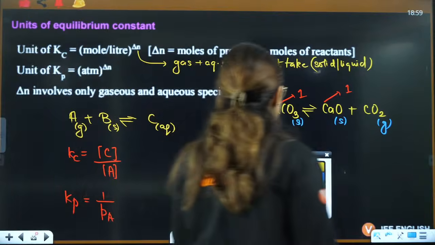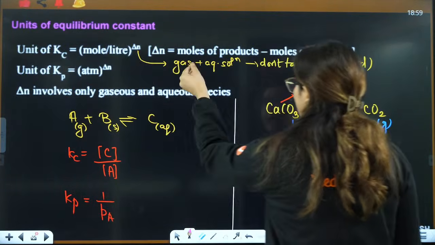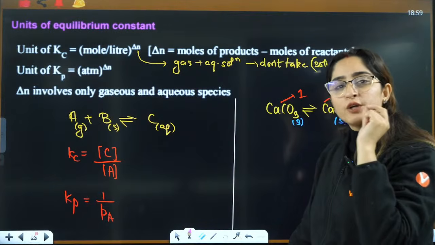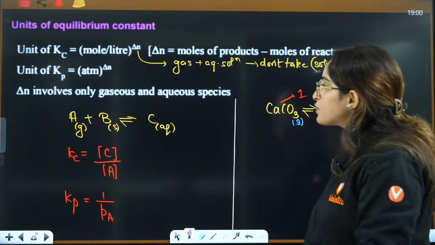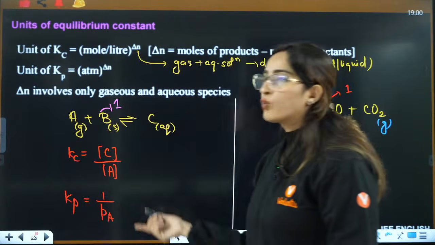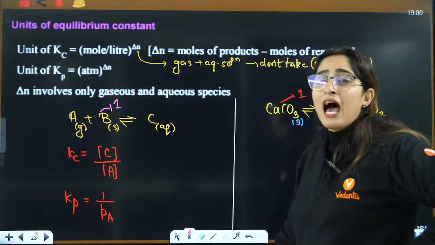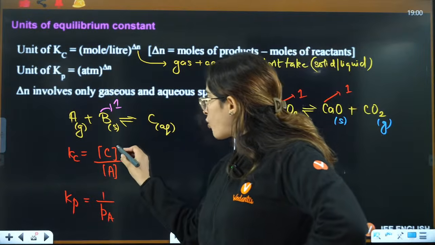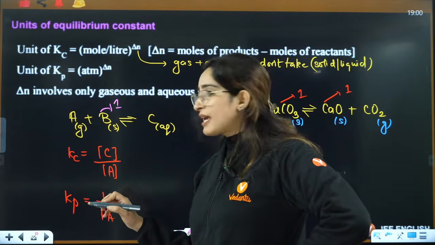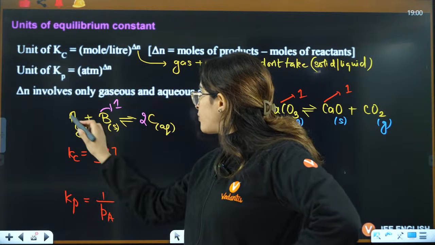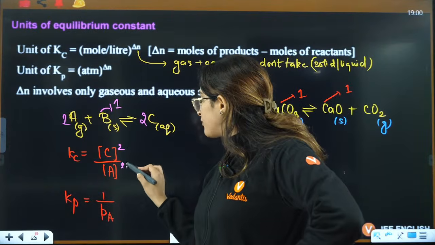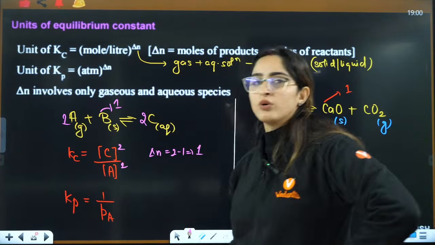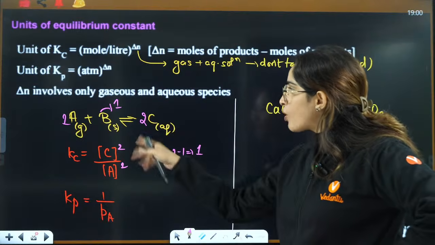And that is the reason I am telling you that here you will use gases and aqueous solution. Delta N will include gases and aqueous solution. Because this solid I am taking as 1, I am not including it in the expression of Kc. Then how can I count its moles and subtract them? The mole per liter will cancel each other. Let's say this is 2 and this is 1. So delta N will be 2 minus 1 equals 1. It will not be 2 minus 2. So we will not include B here.